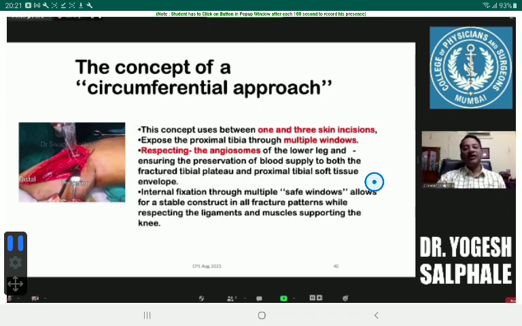The concept of circumferential approach. So now what exactly does this do? The upper tibia has got fractures all over. All the columns are shattered. The walls are shattered. So what do you want to do? It uses the 1 and the 3 skin incisions, commonly used. So multiple windows, you respect the angiosomes so that the blood supply of the proximal tibia is not disturbed. And at the same time, you can do the internal fixation through the safe windows for a stable construct in all fracture patterns, respecting the ligaments and muscles supporting the knee. So this is an absolutely important concept whenever you do a proximal tibial fracture.